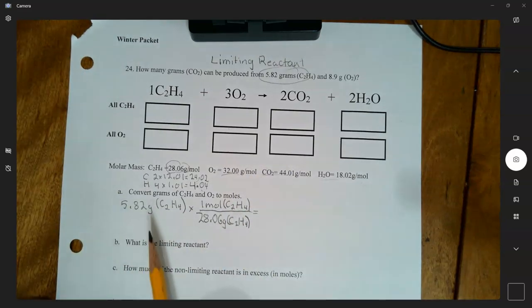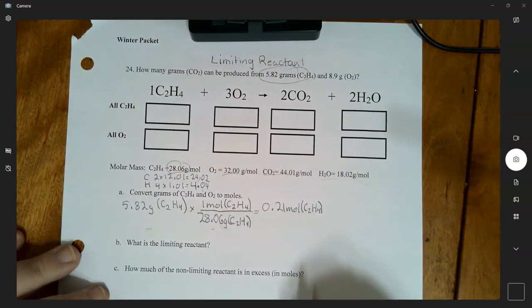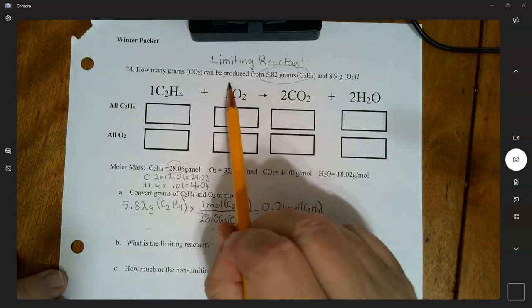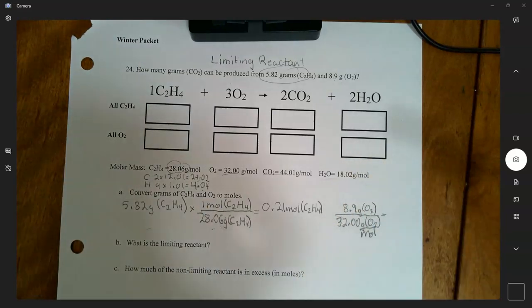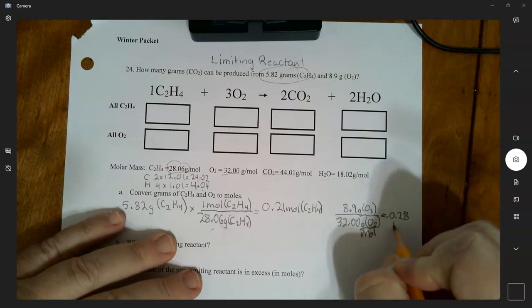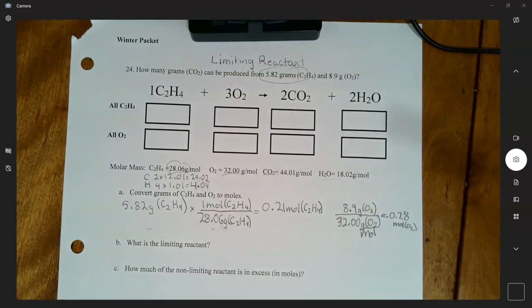Now again, the shortcut way to do this is instead of writing this equivalency as a conversion factor, just put the 28.06 down underneath the 5.82 and do the division. You can just do it that way. So you end up with 0.21 moles of C2H4. Now for the oxygen, I'm going to use the shortcut way. We're starting with 8.9 grams of O2, and that gives us 0.28, and that's moles of O2. So you see this method takes a lot less space than this one. You don't have to do the formal stoichiometry all the time.